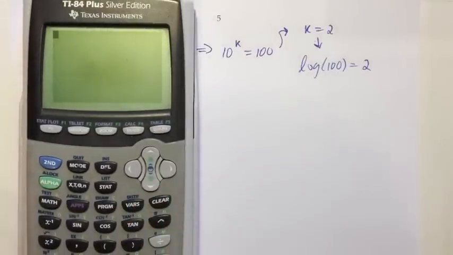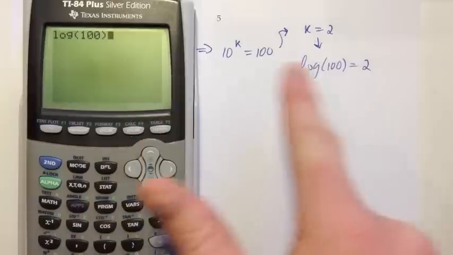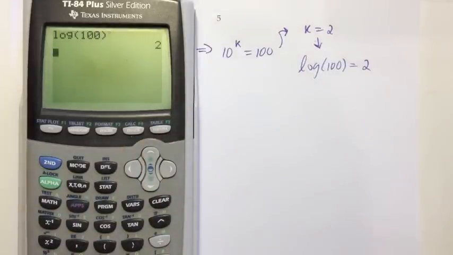So the log key is right down here next to the 7. I would just press log and of what? 100. And if this works like we think, we should get the answer 2. And on the previous page, we did the log of 10,000 and we got 4. We can check that one also.